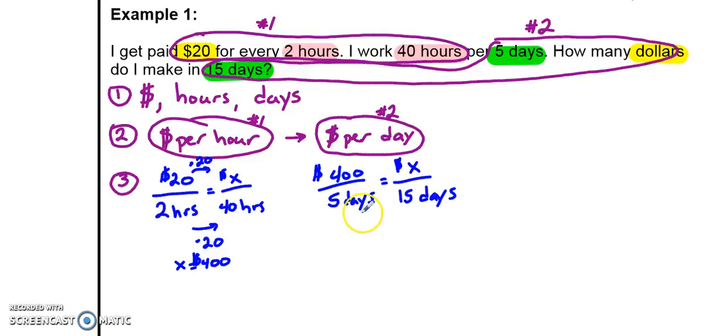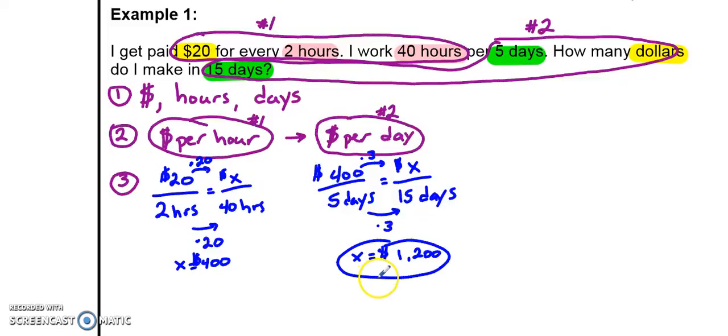Again, I'm seeing a multiplicative relationship here. To get from 5 to 15, I have to multiply by 3, 3 times as large. So to get from 400, the amount of money I make in 5 days, to the amount in 15 days, I'll multiply by 3 as well. 400 times 3 is 1,200. So my final answer is I would make $1,200 in 15 days.